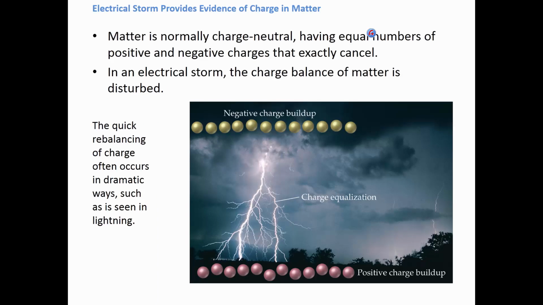Before we get into this in too much detail, I wanted to talk a little bit about electricity. Lightning storms are some evidence we have that there is in fact charge present in matter. So what's happening in a lightning storm is you have a buildup of a negative charge and a buildup of a positive charge in different locations, and you have the charge flowing in order to equalize that, and it can be very destructive because there's a lot of energy associated with that. So the charge balance is disturbed, and the lightning is a way to get back to the typical charge balance.